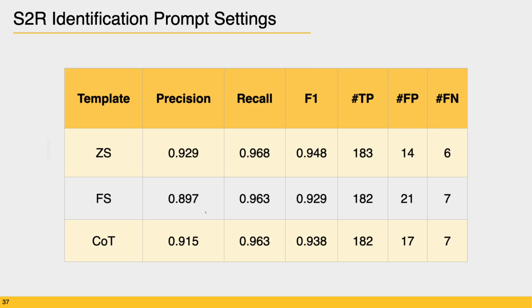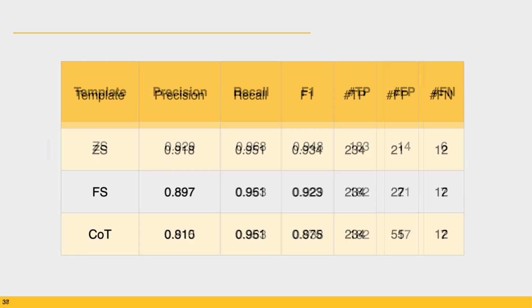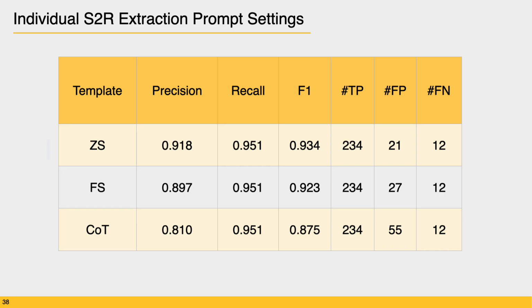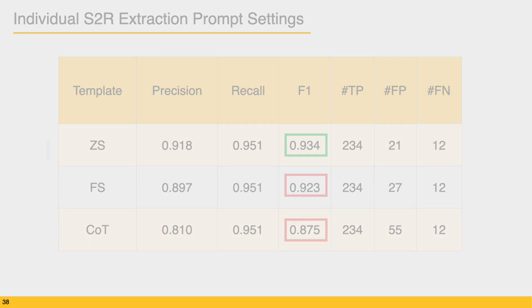We compared 3 different prompts in terms of F1 score. Zero shot template performs the best compared to few shot and chain of thought for S2R sentence identification. The false positives and false negatives are the minimum in zero shot setting. In terms of F1 score, zero shot template performs the best compared to few shot and chain of thought for individual S2R extraction. Although true positives and false negatives are the same across all 3 types of prompts, we get the minimum number of false positives for zero shot prompt.